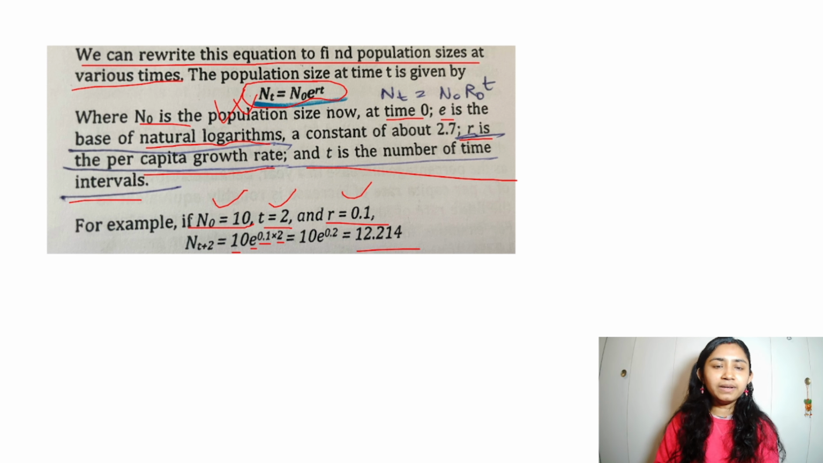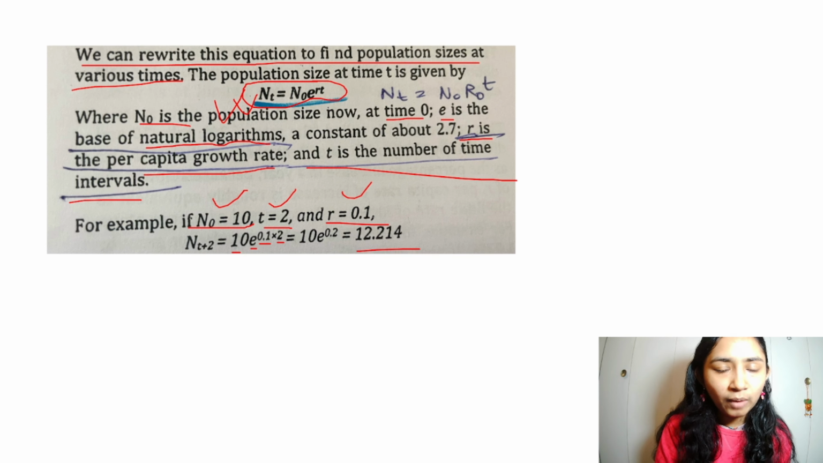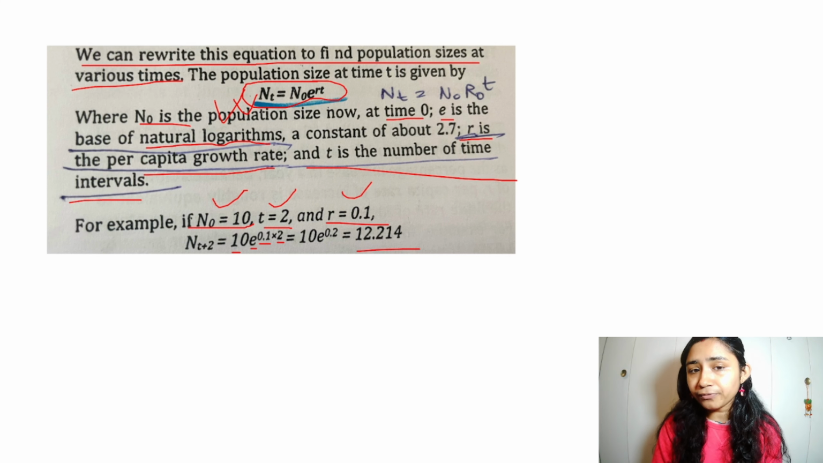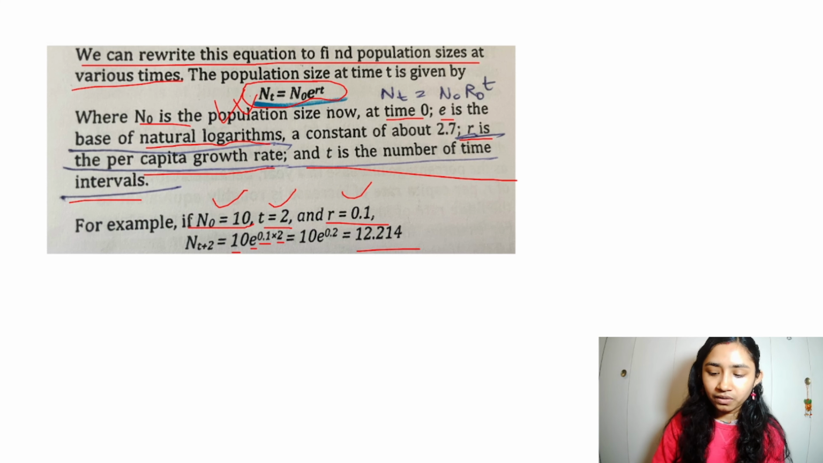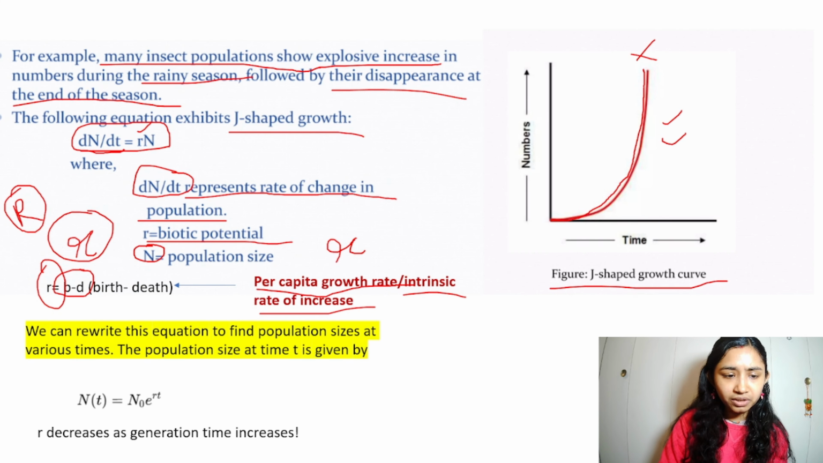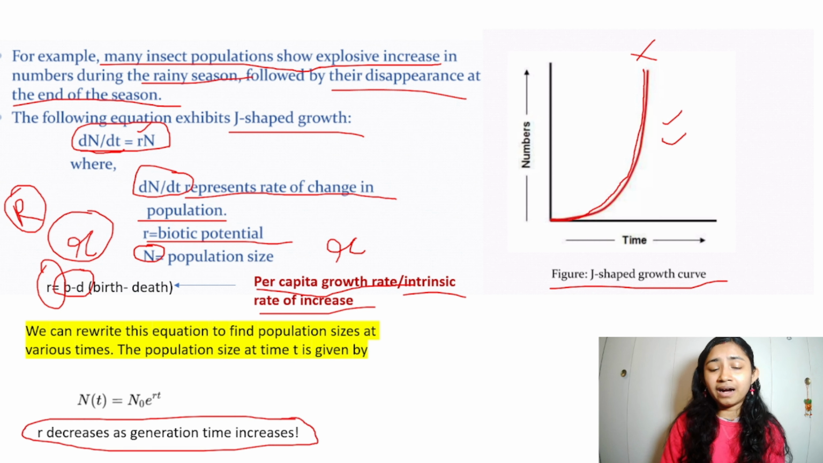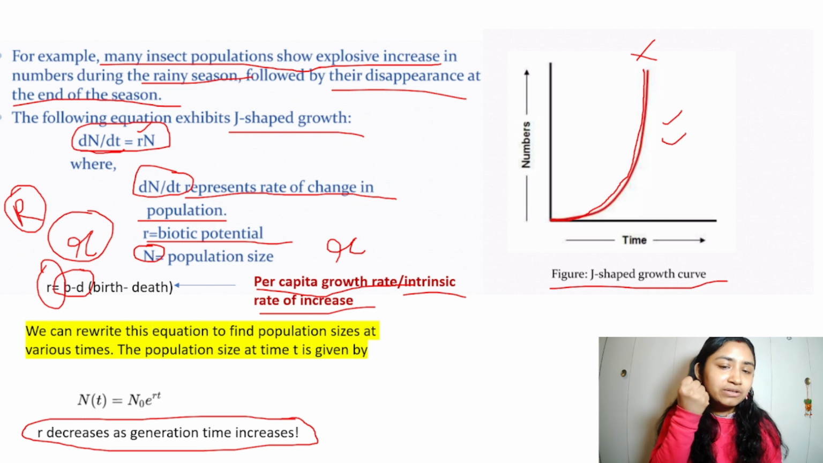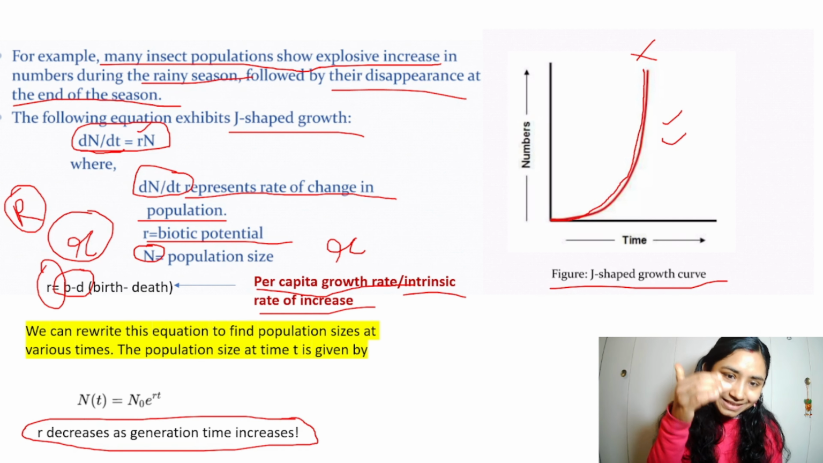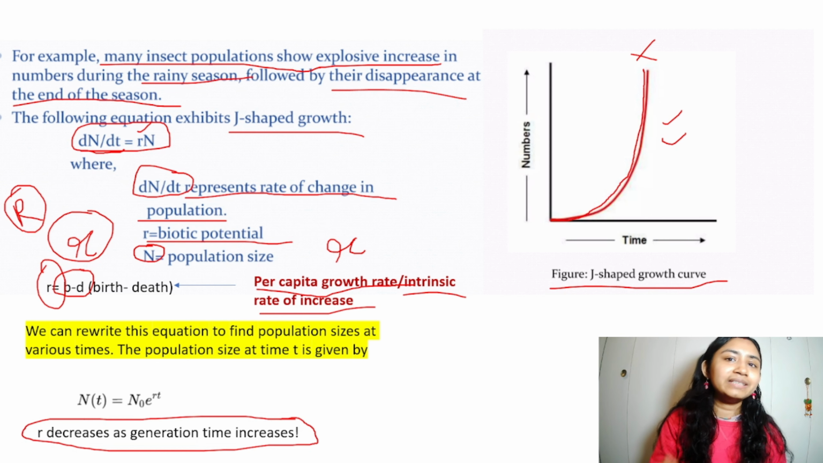So it's very simple. Exponential growth has two formulas. One is dN dt equal to rN, the simple formula, and the other formula is written as this when you have to include various times. And one last thing for this exponential growth is r decreases as generation time increases. r is the per capita growth rate. So the per capita growth rate or intrinsic rate of increase decreases as generation time increases, because unlike us, for humans, for elephants, the generation time is so long.